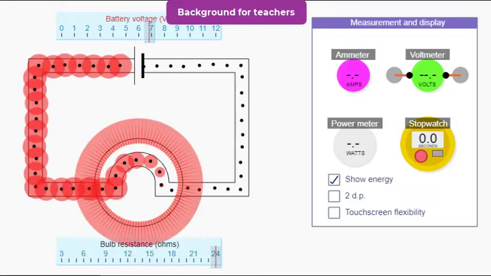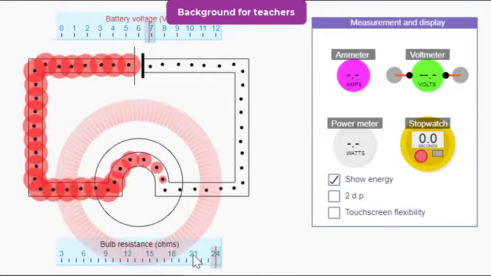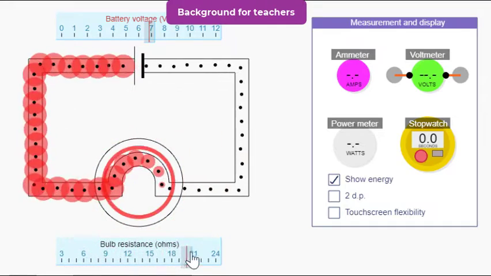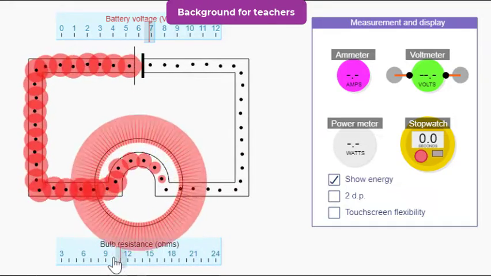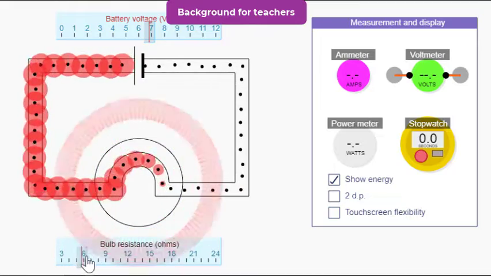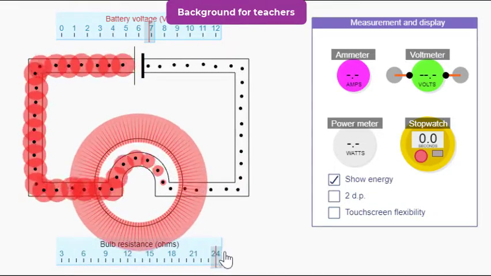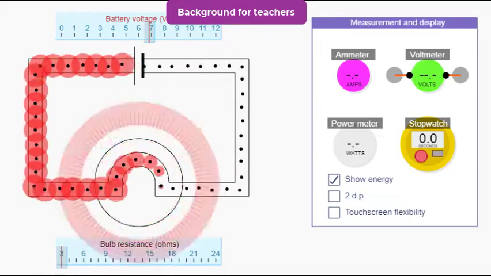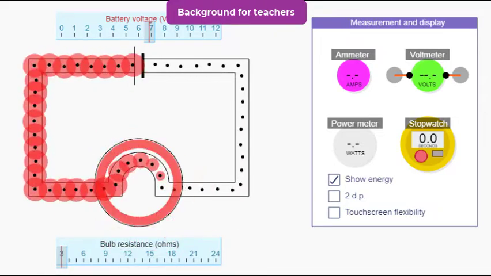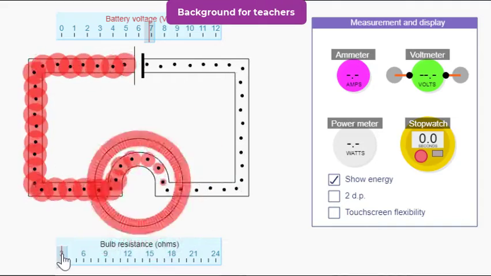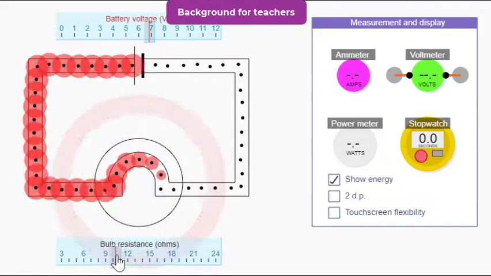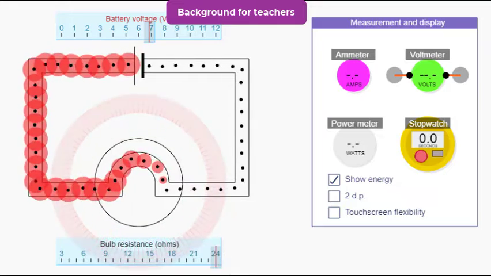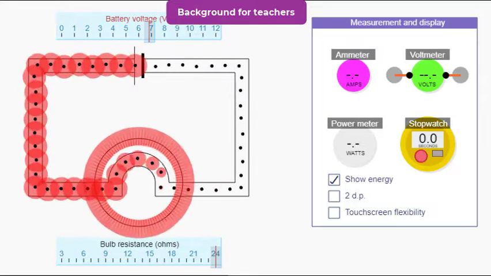This is a really important point. Power supplies respond to changes in load by changing the current they deliver and keeping their voltage the same. They are constant voltage providers, not constant current providers. Notice how a high resistance means a dimmer bulb. So the battery is working less hard.